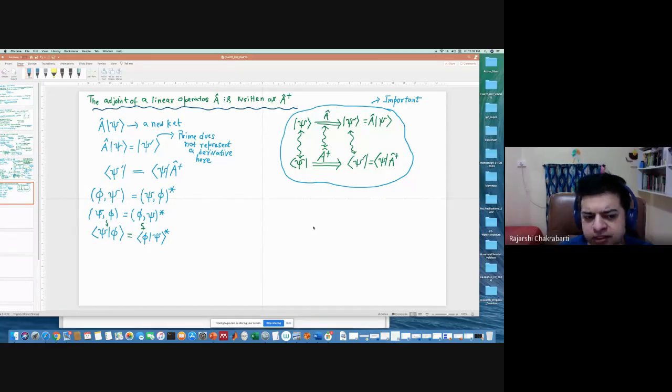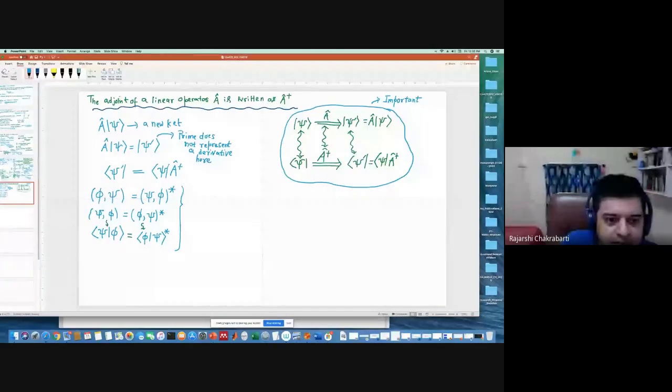So this is not very difficult. I'm just writing. I did it once, no? But like in the last class, what I did, remember, this is a new bra. This is a new ket. There also it is true for any psi, phi. It is also true for psi prime.